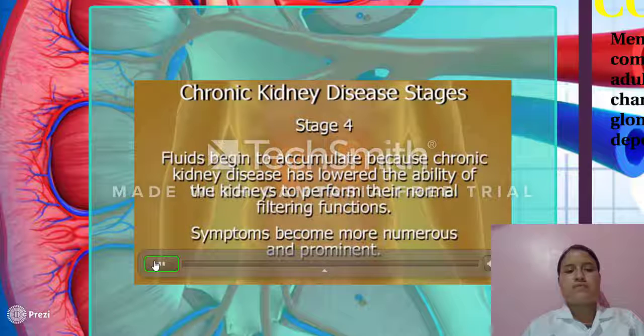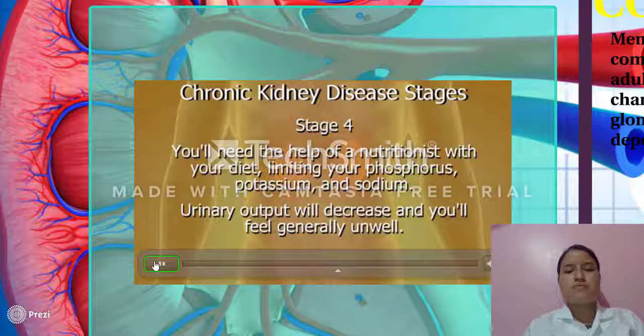Stage 4. Fluids begin to accumulate because chronic kidney disease has lowered the ability of the kidneys to perform their normal filtering functions. Symptoms may become more numerous and prominent. At stage 4, you need the help of a nutritionist with your diet, limiting your phosphorus, potassium, and sodium. Urinary output will decrease and you'll feel generally unwell.